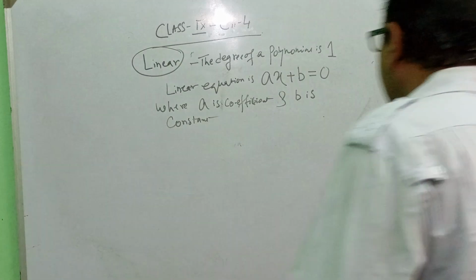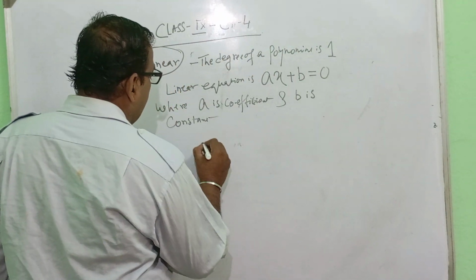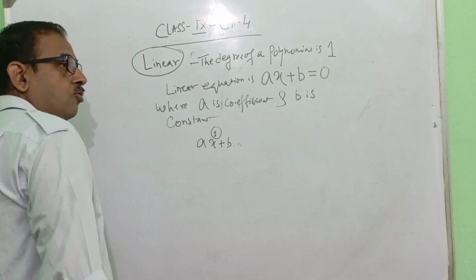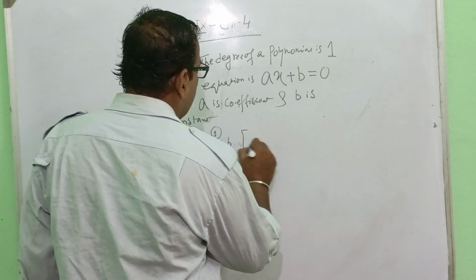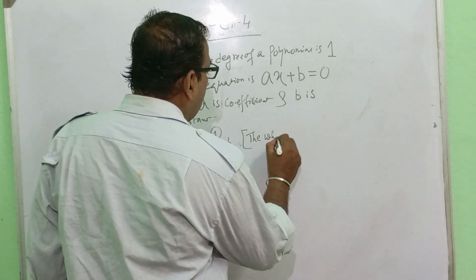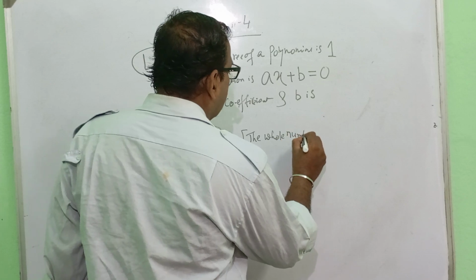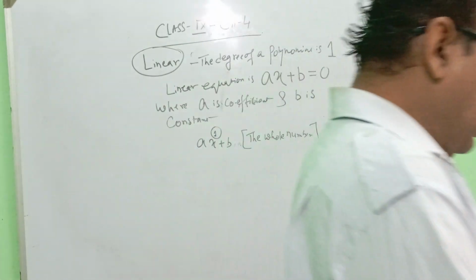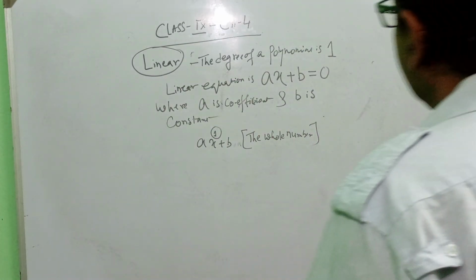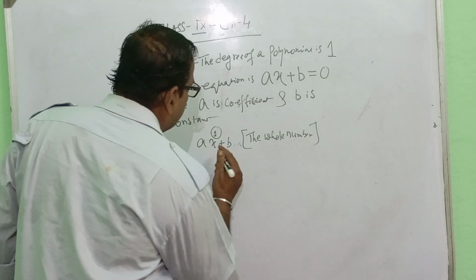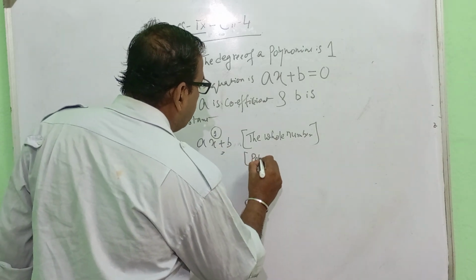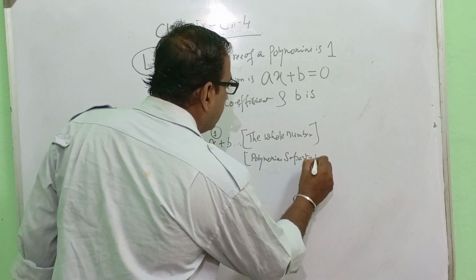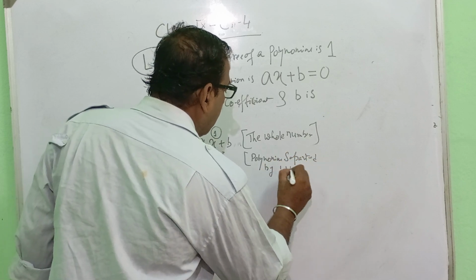Why is it linear? Because in ax plus b, this power is 1. That is the whole number. And why is it polynomial? Because it is separated by the term. Why polynomial? Separated by plus.